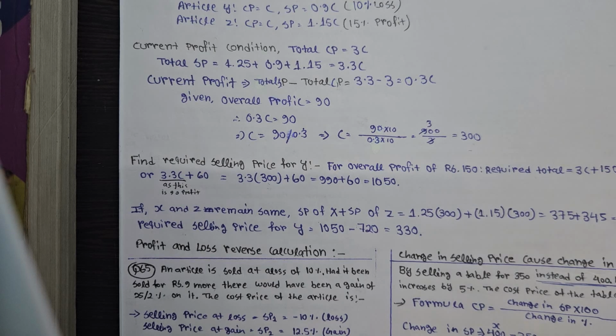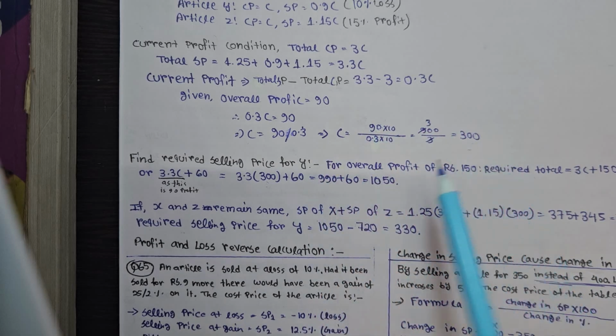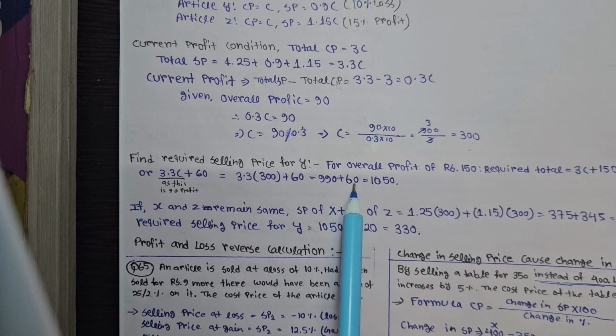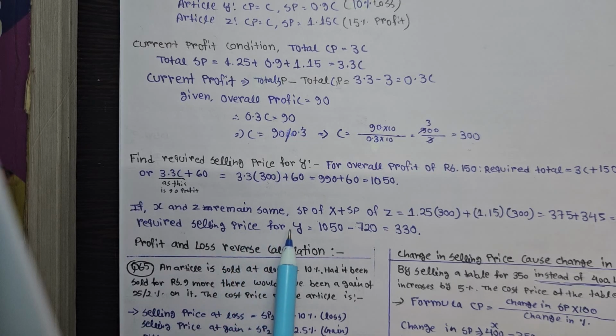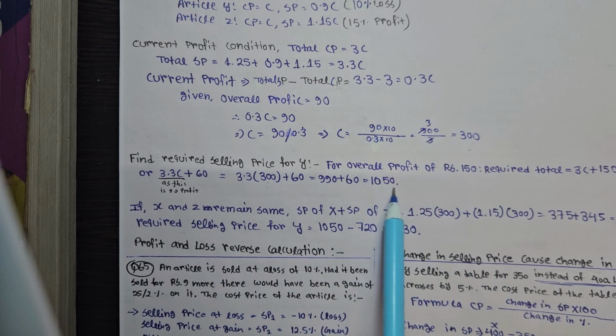Right now it is 270. So if it is increased by 60, we will get 1050, right? That is what we wrote here. We just did this in a different way: the required selling price for Y equals 1050 minus 720, which equals 330.